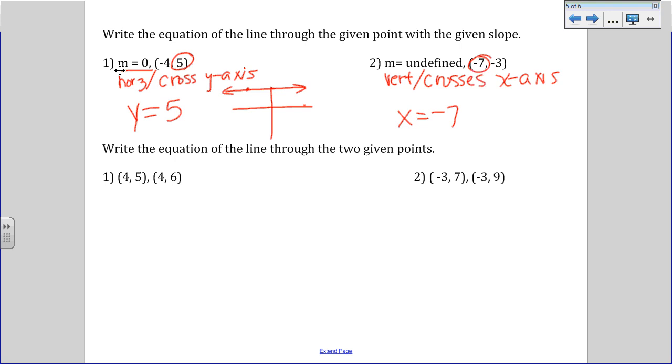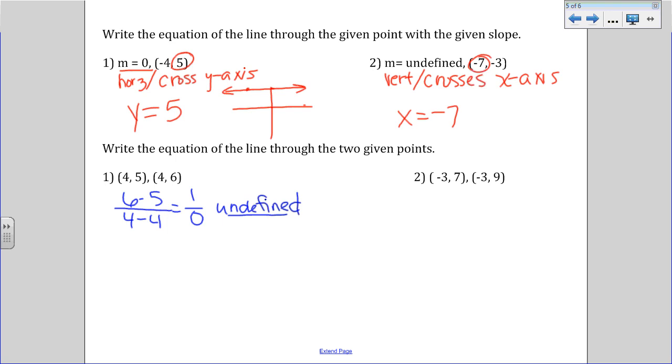All right, ladies and gentlemen, now we're going to be given 2 points, and there's going to be 2 ways of doing this. I'm going to show you the first way. The first way I would go through and find my slope. So I would do 6 minus 5 over 4 minus 4, and that's going to give me 1 over 0, which is what we know as undefined. And so then I'm right back to where I just came from. Undefined slope is vertical, crosses the x-axis. And so we should be able to get our equation from there.